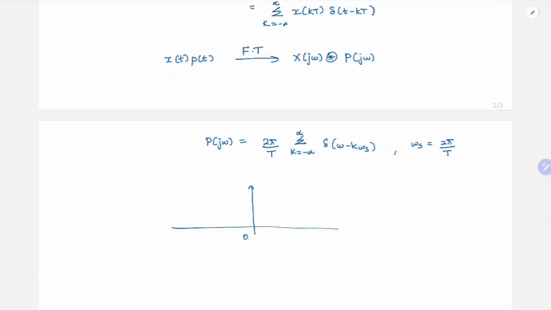So how will this look? This will look like 0, omega s, and omega s you can also call the sampling frequency, and its units are radians per second. If you divide it by 2 pi, you get something called fs, that is in hertz. So omega s is the sampling frequency. So you have omega s, 2 omega s on this side as well, and so on. And you have an impulse train again here, only that now each of them is 2 pi by T.